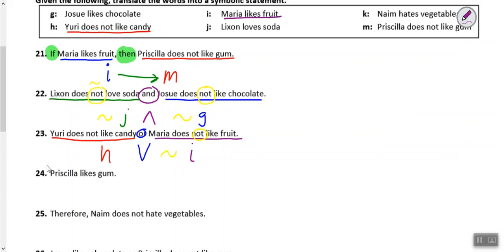Okay, we're going to skip 24. We're just going to go down to 25. That way we have a therefore. Actually, we can do 24. Let's do 24. So Priscilla likes gum. We have here over an M, Priscilla does not like gum. But this one says Priscilla likes gum. We're missing the word not. So that would still be squiggly line, M. We have negated M. Two negatives, you take it out.